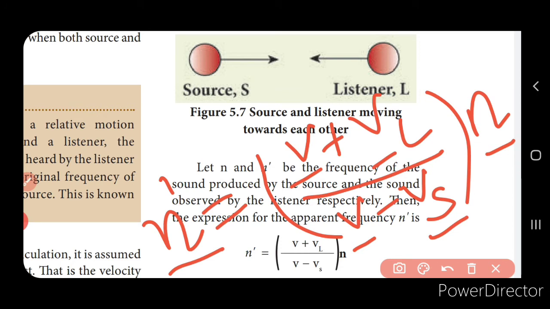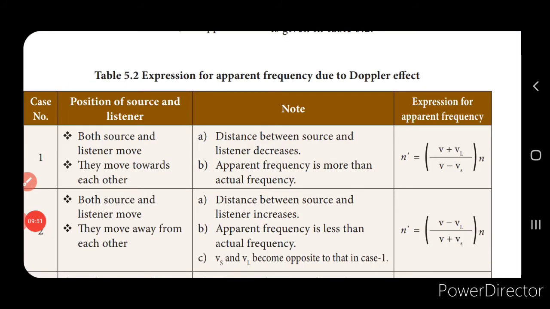Now using this formula we are going to calculate the formulas for the various possibilities. Now we have a tabular column for this. All these formulas are very important because you will use them in the numerical problems. Here you can see in the tabular column, this is the formula that we have dealt with now, when the source and the listener are moving towards one another.